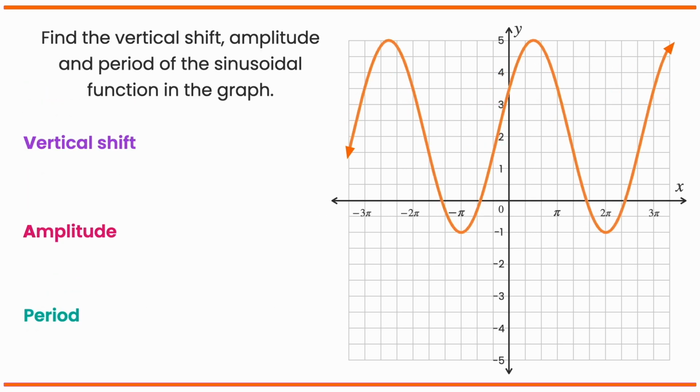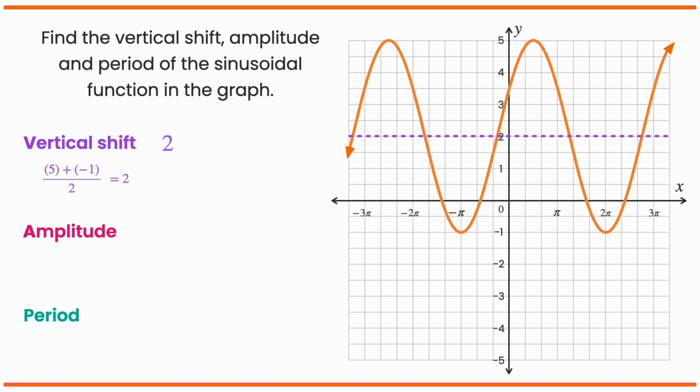Here we're given a graph and asked to find three properties. To find our vertical shift, let's identify the midline of our function. It looks like it's at 2, but to be certain, let's find the average of the maximum and minimum values. It looks like our maximum is 5 and the minimum is -1. So their average is indeed 2. Our vertical shift is 2.